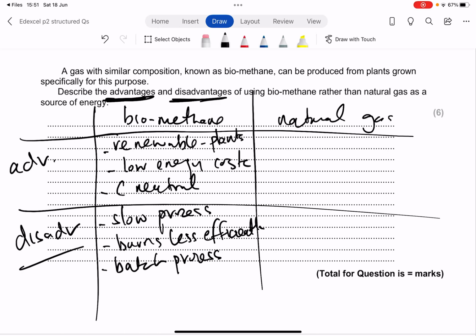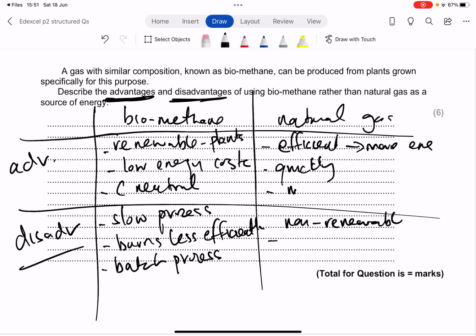Natural gas advantages: efficient, produced quickly, gives us more energy. Disadvantages: non-renewable, produces carbon dioxide, carbon monoxide, sulfur dioxide, so it releases all of these pollutants into the atmosphere. Okay, so that's how you would tackle that.